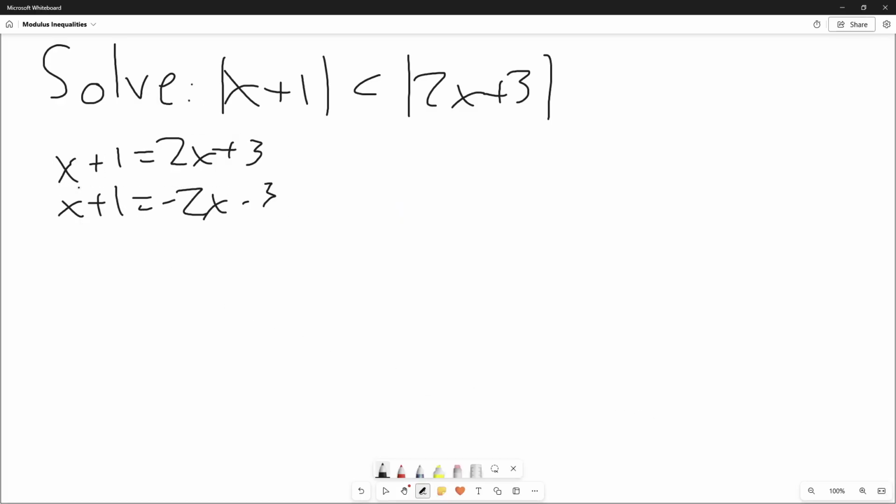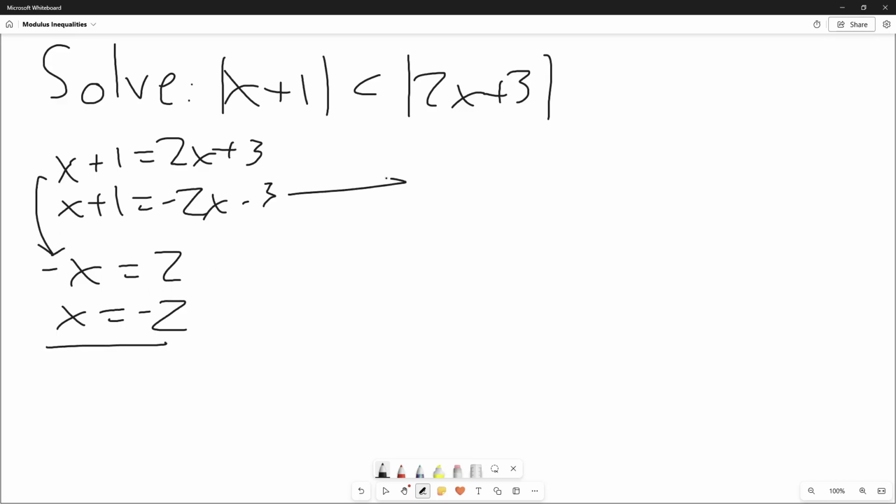So first, let's solve x plus 1 equals 2x plus 3. That's negative x equals 2, or x equals negative 2. And then for this one, it turns into 3x equals negative 4, or x equals negative 4 thirds. So we have both of our potential solutions, and we need to plug them back into the original inequality to check if they work. So let's try x equals negative 2 first.